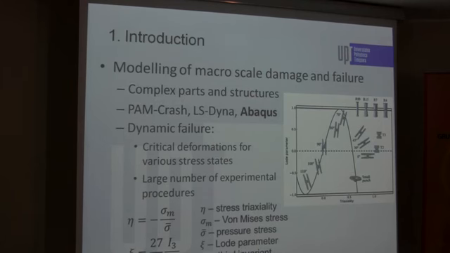Over the years, a lot of researchers linked the onset of damage with the various stress states, most notably the stress triaxiality, which can be expressed as a ratio between the von Mises stress and the pressure component of the stress tensor. In order to calibrate the material models, we require a pretty large number of experimental procedures. Here I have presented a map of the types of experiments performed on butterfly specimens designed by Moore.